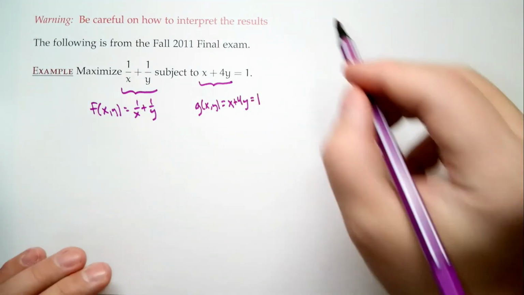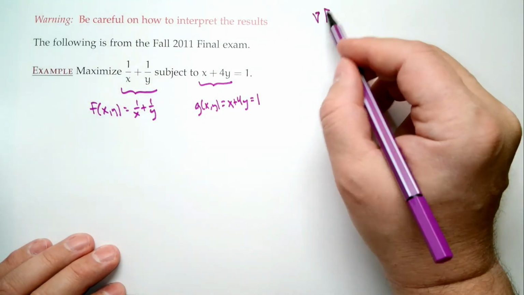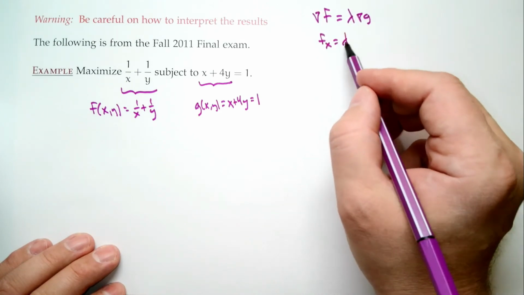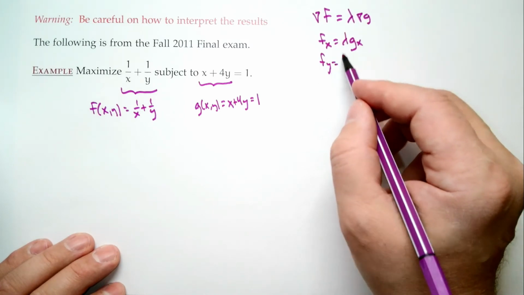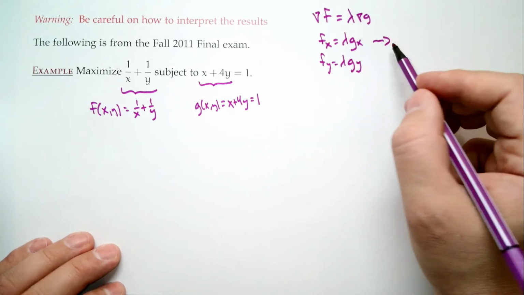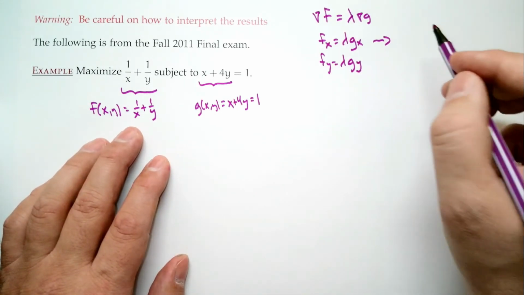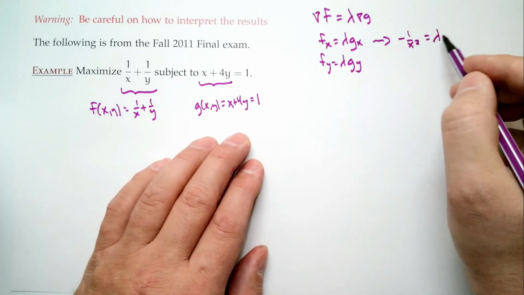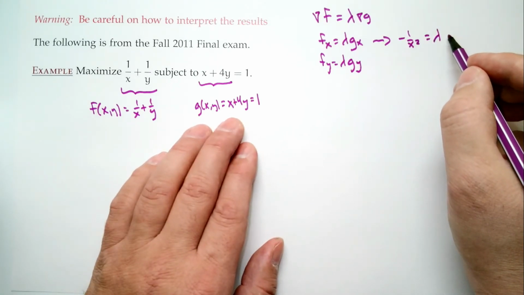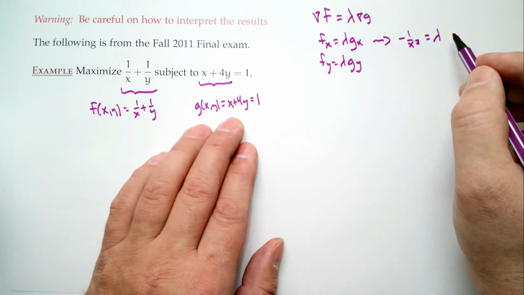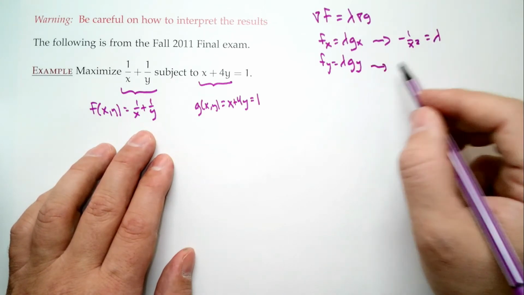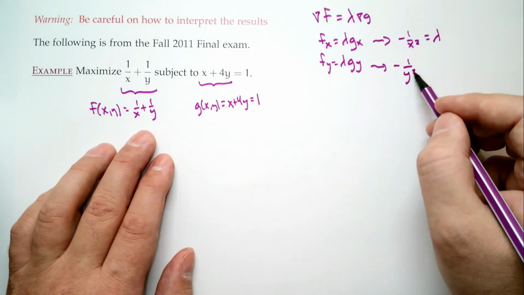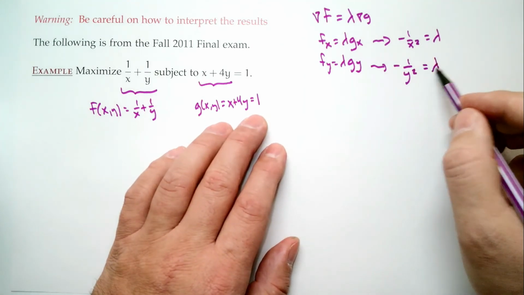So, we do what we do in these problems. When we have a problem where we optimize with a constraint, gradient of f equals lambda gradient g, which you can write as f sub x equals lambda g sub x, and f sub y equals lambda g sub y. Well, what is f sub x? Take the derivative of this function with respect to x. What do we end up with? Negative 1 over x squared is equal to lambda. What is g sub x? 1. Okay, f sub y? Negative 1 over y squared equals lambda times 4.